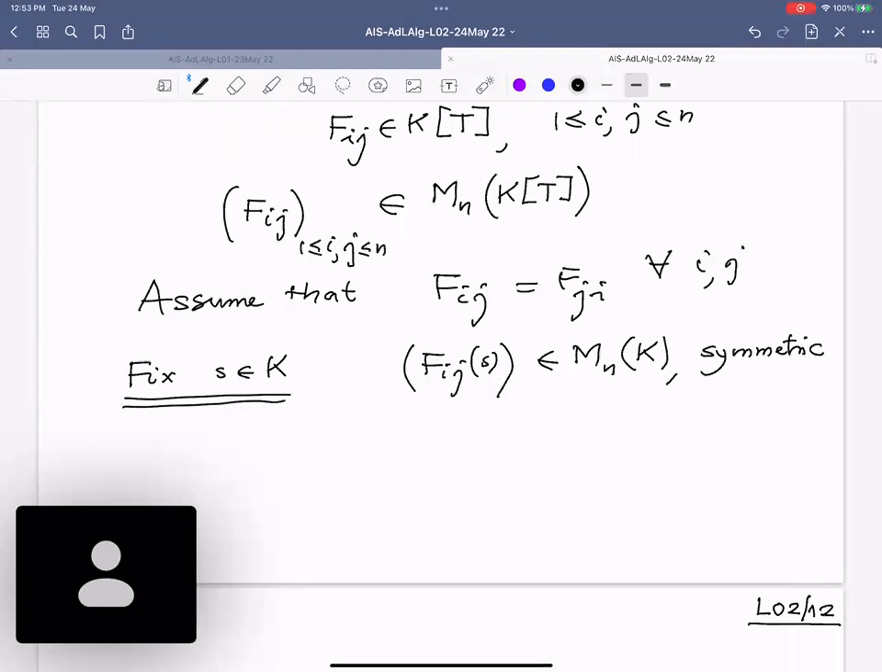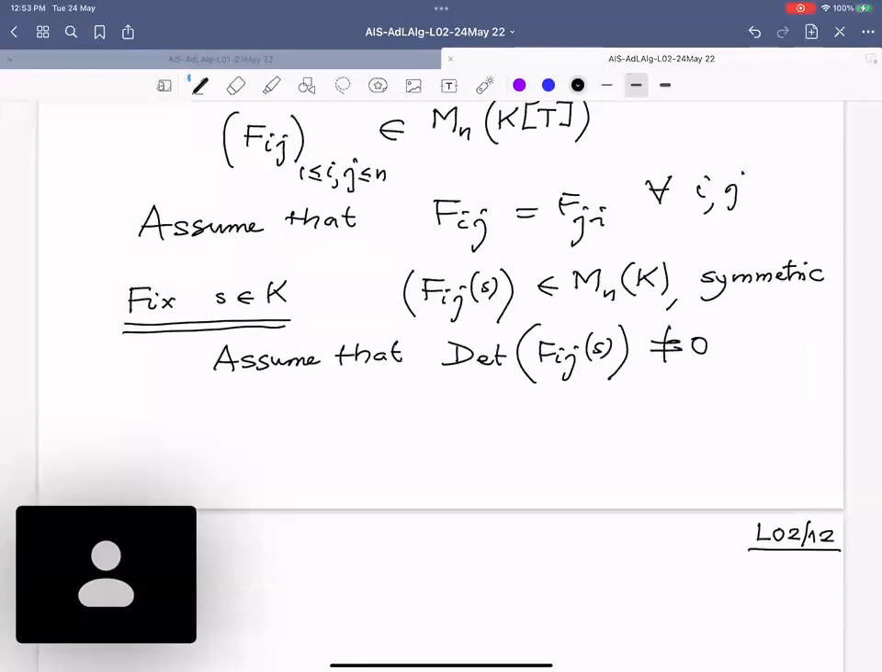And assume it is non-singular. Assume that the determinant of Fij evaluated at x is non-zero. That is the form. See, a matrix symmetric, therefore it will define a form on an n-dimensional vector space over K, and we are assuming this form is, this is the form on K power n cross K power n, if you like, to K, and this is non-degenerate, symmetric.